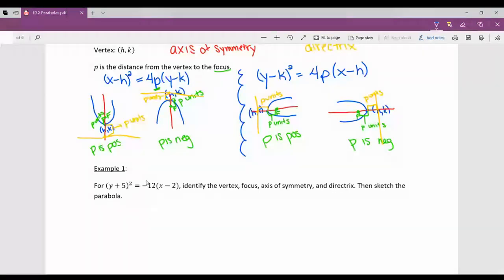So the first thing I note is that the y is being squared, so it's going to be a horizontally opening parabola, okay? The second thing that I note is that I can do my vertex right off the bat, because my vertex is (h, k). H is the one that's with the x, k is the one that's with my y, so it's going to be (2, -5). That is my vertex.